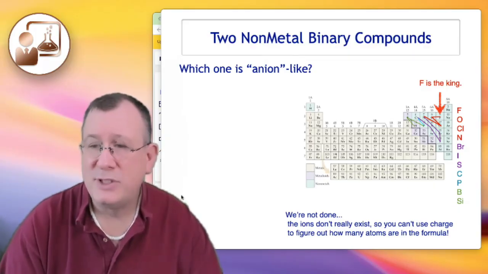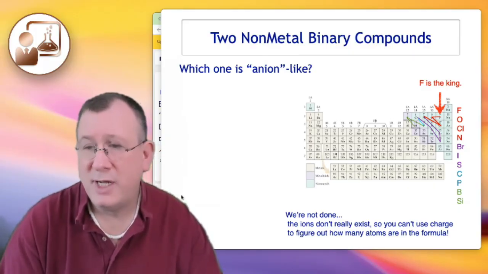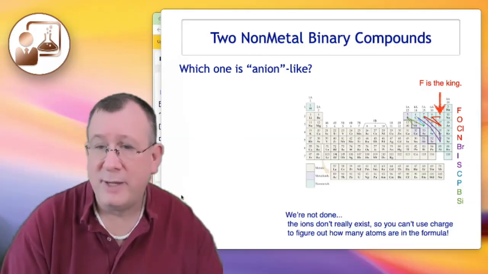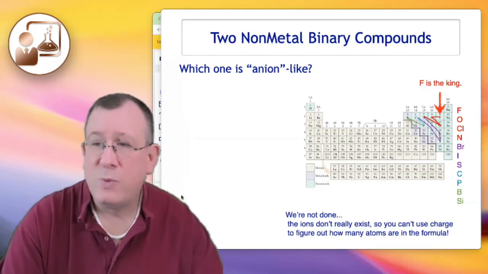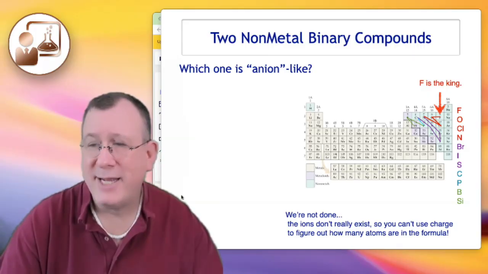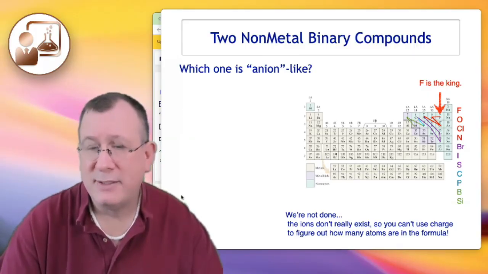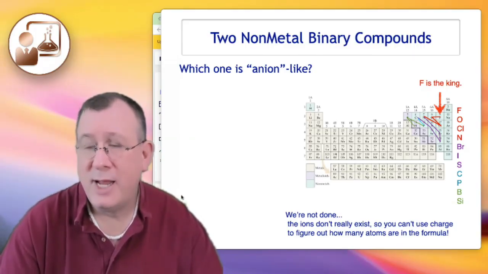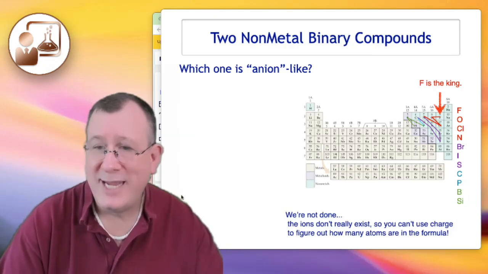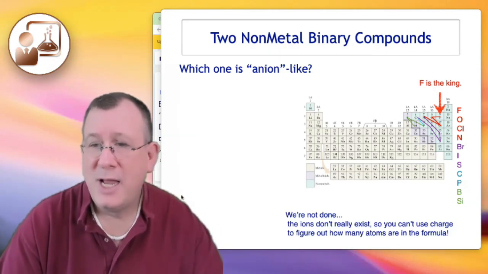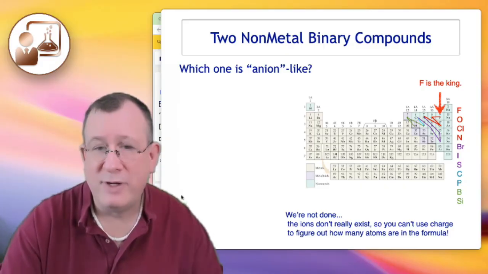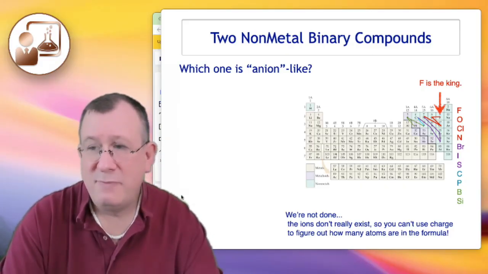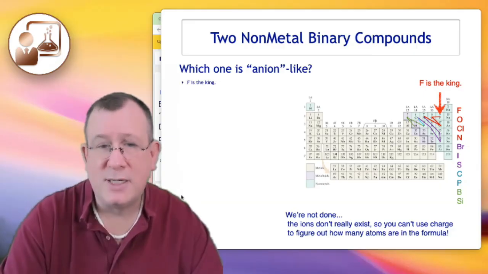And the elements close to fluorine tend to be more like fluorine, and the ones as you get farther away are less like fluorine. So if I had to decide which one was going to be the more anion-like, the one that comes second, I'd pick the one closer to fluorine. And the one that is more cation-like, the one that should go first, I'd pick the one farther away from fluorine. I'll give you a better trick on this later in the class, but this is a way to get us started.